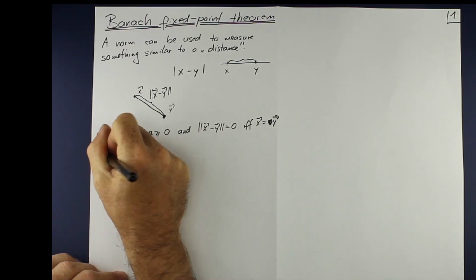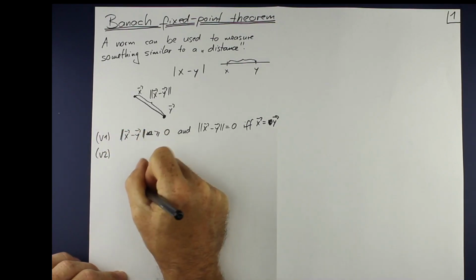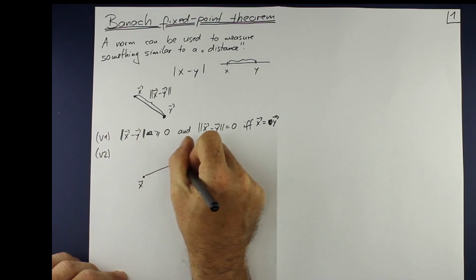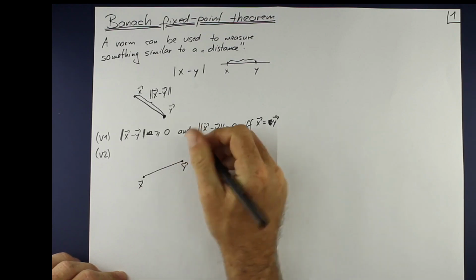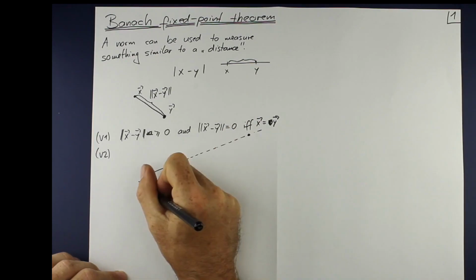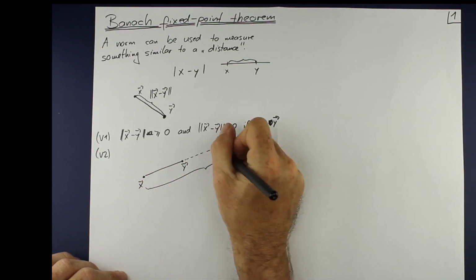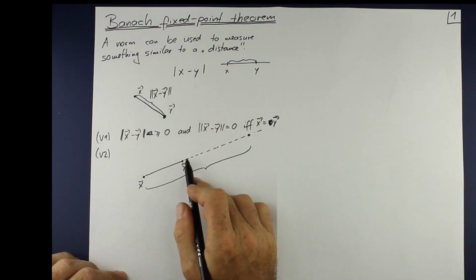Okay, what was V2? V2 means if that is the point x and that is the point y, then on that line, this distance must be exactly 3 times the original distance.